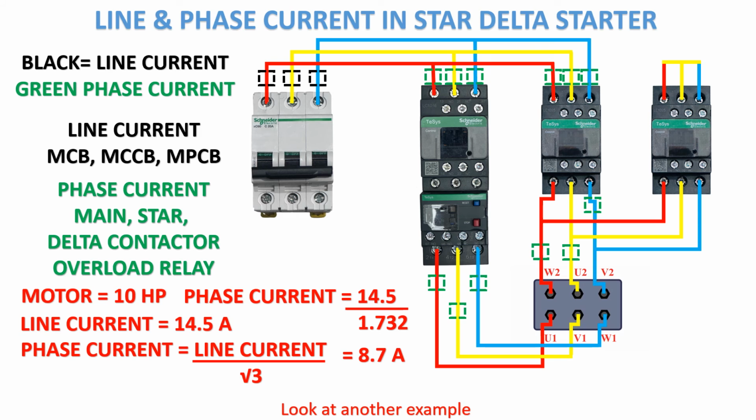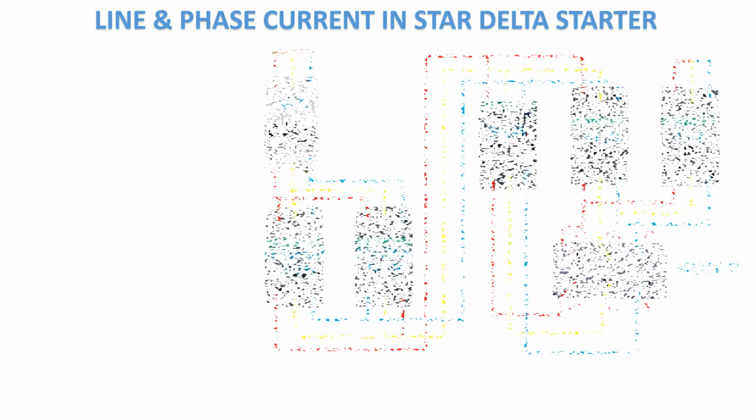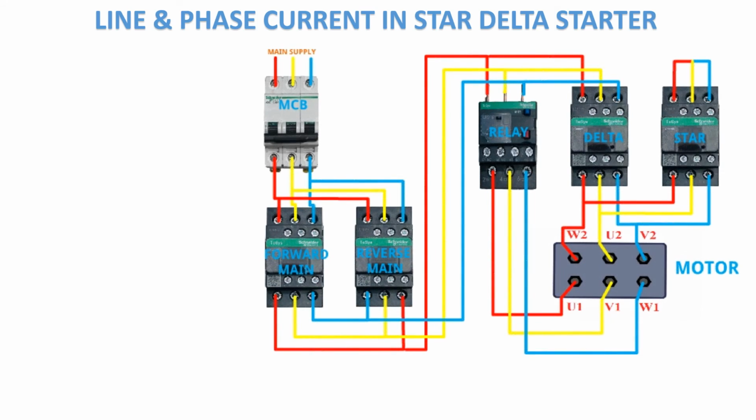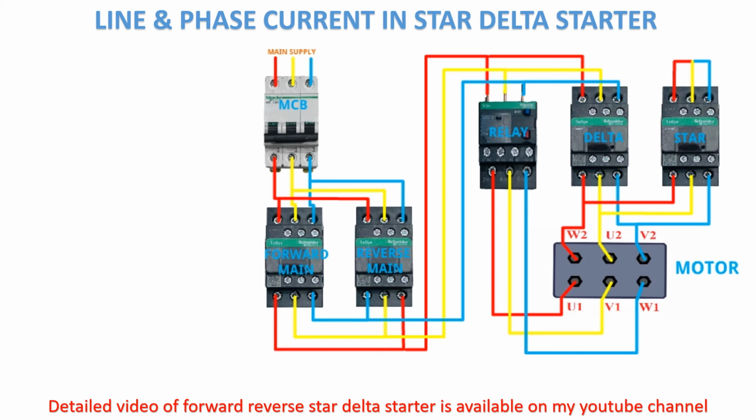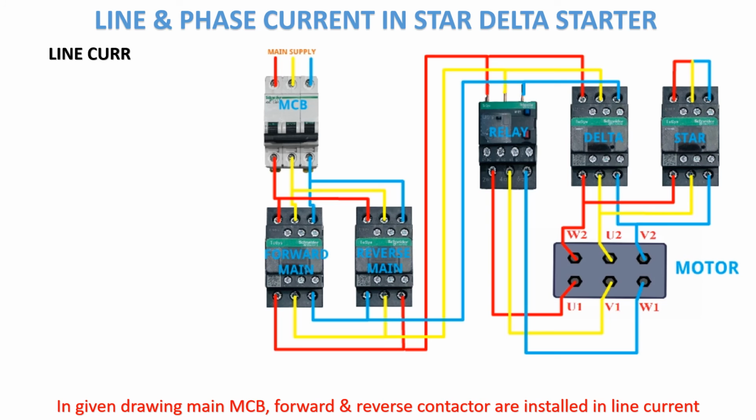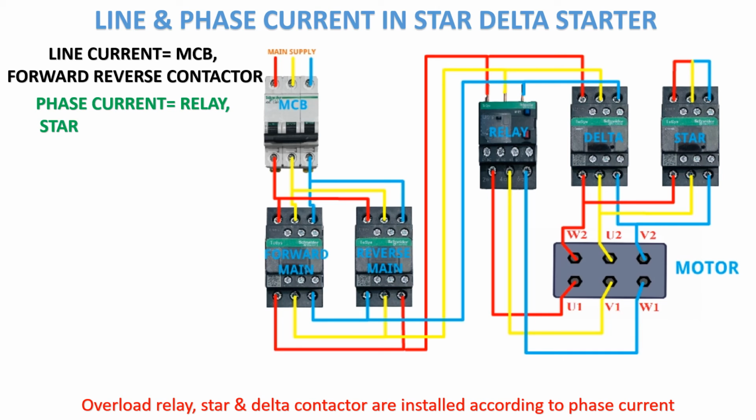Look at another example. It is the power drawing of forward reverse star delta starter. A detailed video of forward reverse star delta starter is available on my YouTube channel. In the given drawing, main MCB, forward and reverse contactor are installed in line current. Overload relay, star and delta contactor are installed according to phase current.